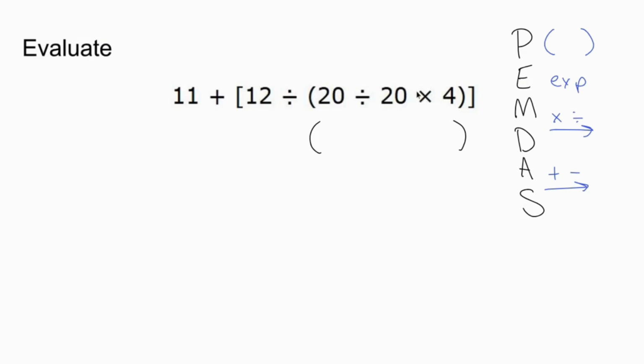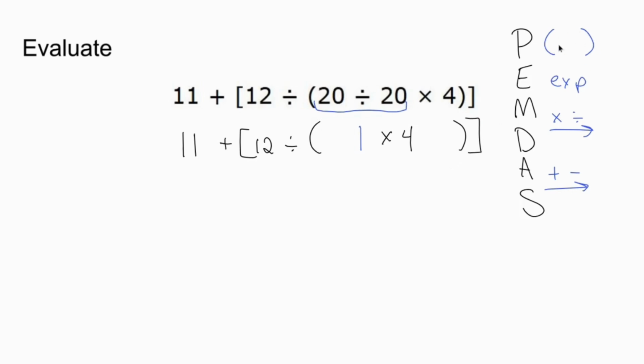20 divided by 20 times 4. Well, there's no exponents in there, and I have multiplication and division. Now this says you go left to right. So what I need to do is division first, because going left to right, I divide first. So 20 divided by 20 is 1. Now you drop down everything else you haven't touched: times 4 inside there, you have 11 out here, you have bracket 12 divided by that, and then you have another bracket.